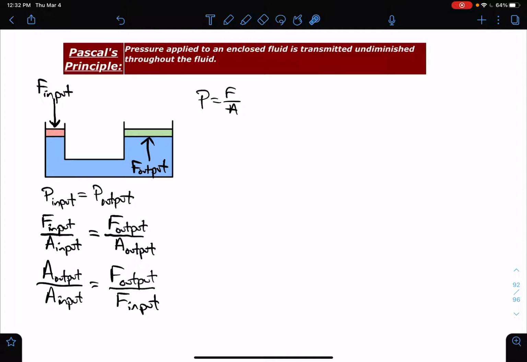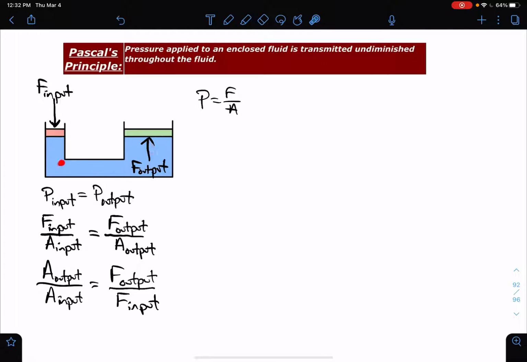It comes straight from this idea that the pressure is applied to an enclosed fluid and it will be transmitted undiminished throughout the fluid. And it is key that the fluid is enclosed. If there's a leak in here at all, then this pressure is not transmitted undiminished, and that can have a huge impact on how well the hydraulic works. So you don't want to have any kind of leaks.